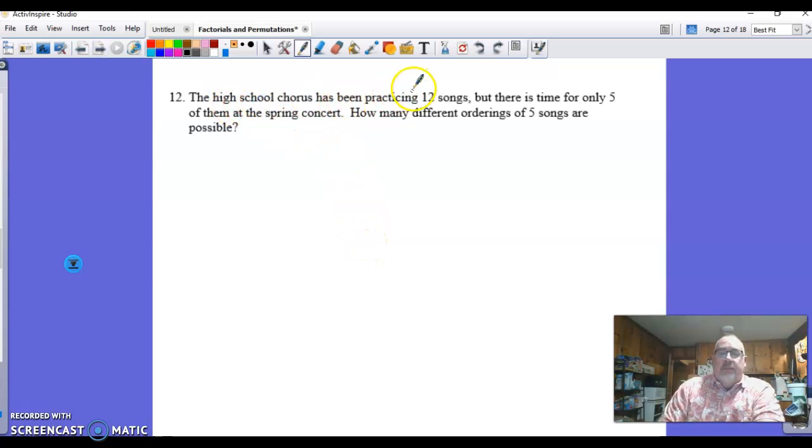A high school chorus has been practicing 12 songs, but there's only time for 5 of them. How many different orderings of 5? So they have to choose 5 out of the 12 and put them in order. Since it's order, it's 12P5, which we do with a calculator. 12, permutations, 5: 95,040.